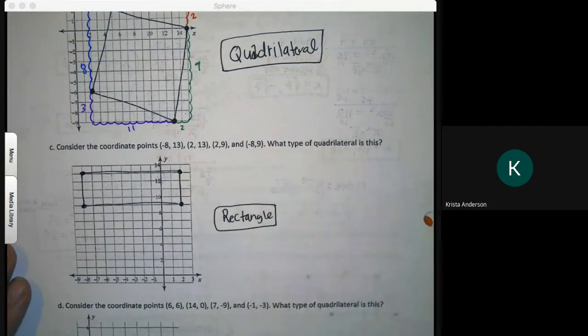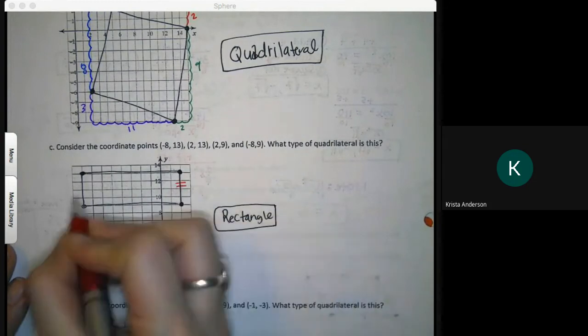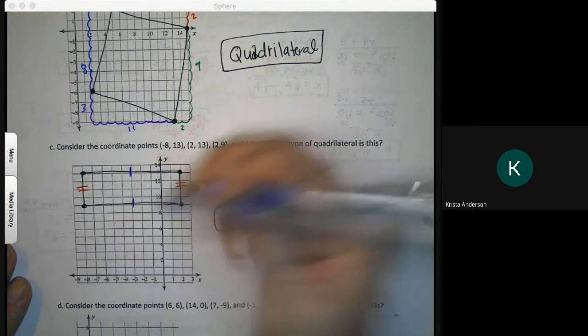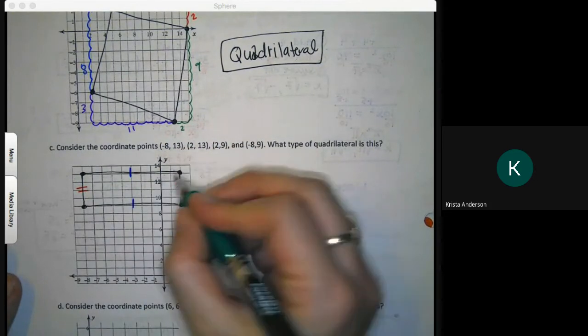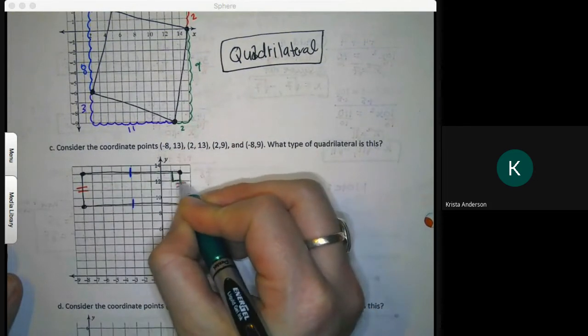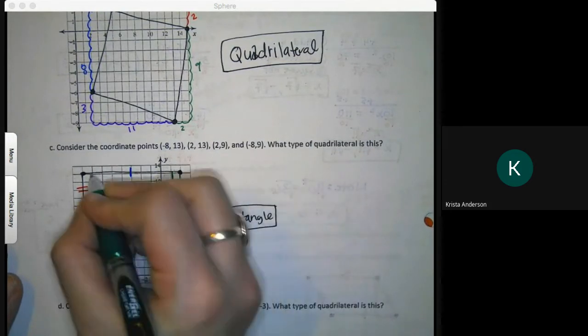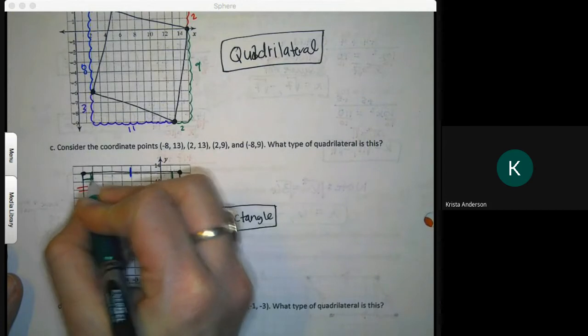And it is a rectangle because I have equal sides, and 90-degree angles in the corners. Because I have a vertical and a horizontal line, which make 90 degrees.